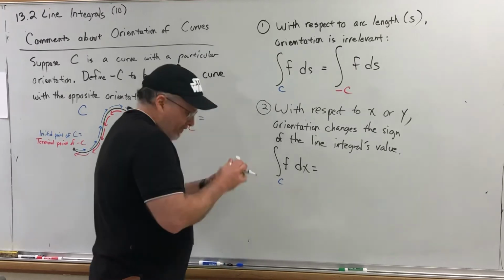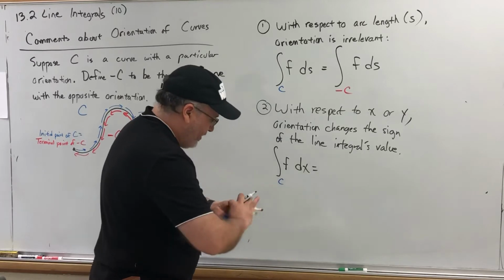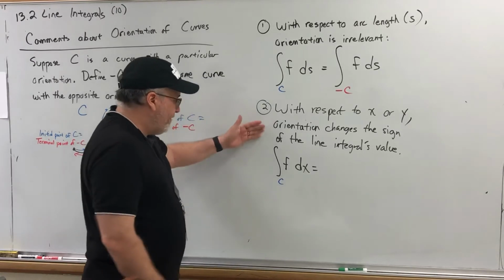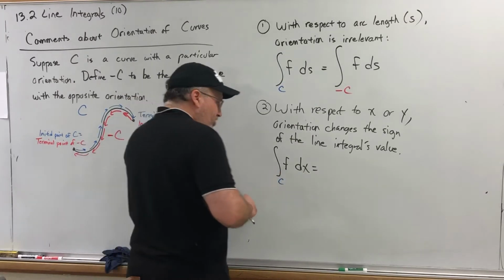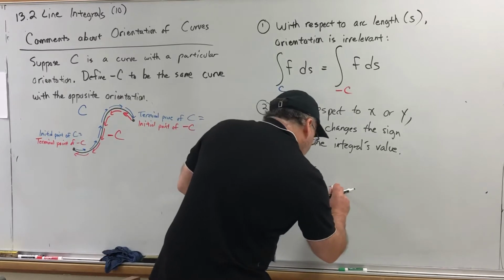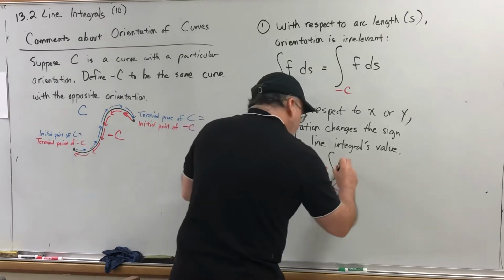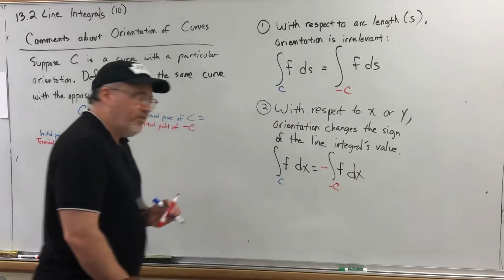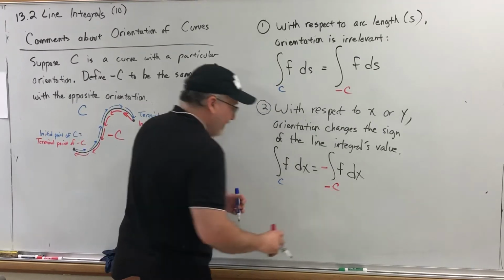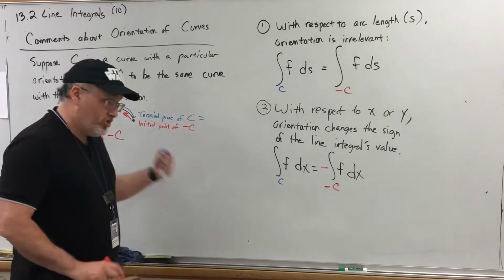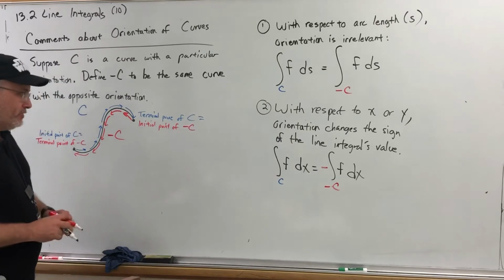One second, I've got markers and caps all over the place. Let me get just a tad organized. All right, so let's try this again. If you evaluate the line integral of a curve with respect to x, then change the orientation of the curve, then you get the negative of the value that you got before. So when evaluating a line integral with respect to x, changing the orientation of the curve changes the sign of the line integral's value.